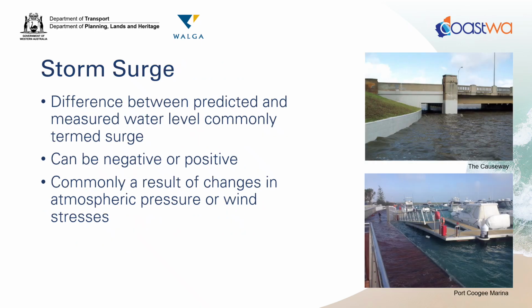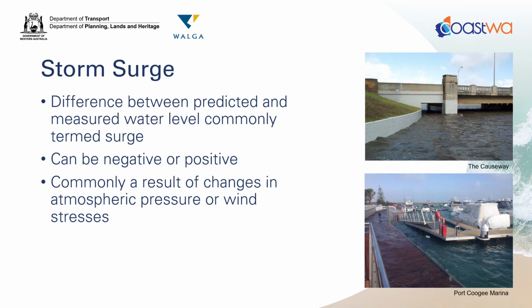So on top of the tide, we have storm surge. Now, storm surge can be either negative or positive, but it's basically the difference between the predicted and the measured water level. It's generally a result of changes in atmospheric pressure or wind stresses. There's a reasonable rule of thumb: for every hectopascal change in the atmospheric pressure, there'll be about a centimetre change in the water level. So if barometric pressure increases by 1 hectopascal, there will be about a centimetre decrease in the water level, and vice versa. If the pressure lowers, the water level will increase.